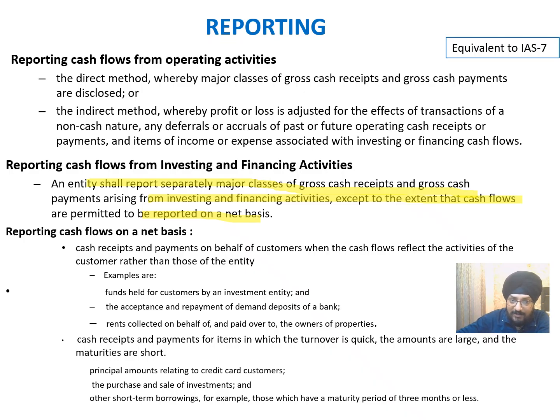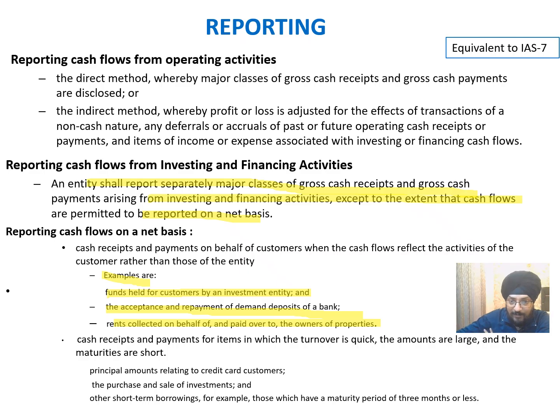For example, cash receipts and payments on behalf of customers, when the cash flow reflects the activity of the customer rather than those of the entity, which largely applies to the banking industry, or an investment company, wherein they show that this is the amount recoverable from the client, and this is the amount payable to the client. They show it on a net basis because they are not reporting for the entity, they are reporting for the client.